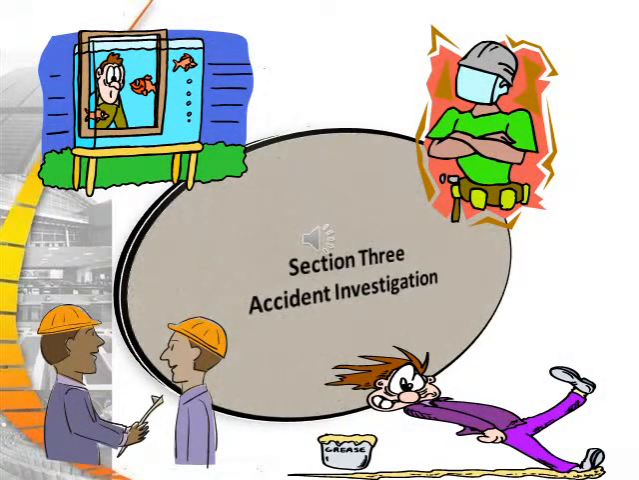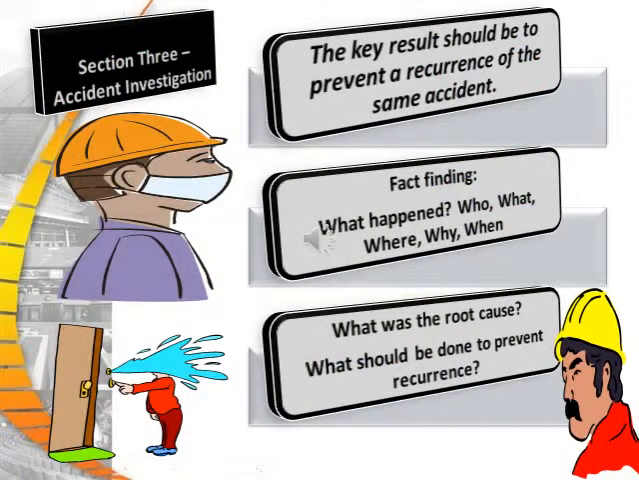Section 3. Accident Investigation Details. The key result should be to prevent a reoccurrence of the same accident. The fact-finding. What happened? Who, what, where, why, when, how? What was the root cause? What should be done to prevent reoccurrence?